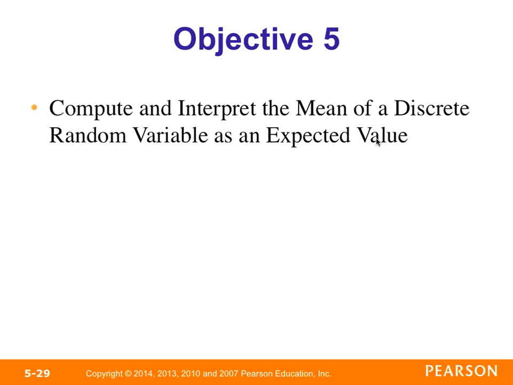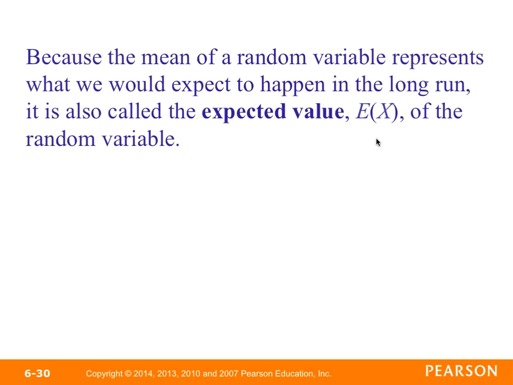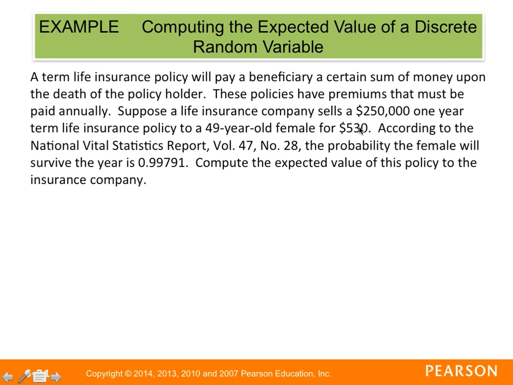Okay, so if we want to compute and interpret the mean of a discrete random variable as an expected value, we basically can say that because the mean of a random variable represents what we would expect to happen in the long run, it's also called an expected value, which is normally denoted E of x. And this is the expected value of the random variable. So let's look at this example here.